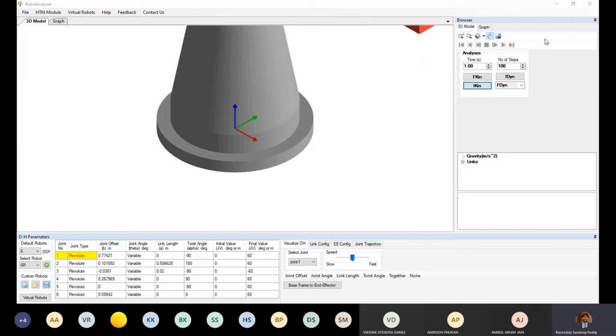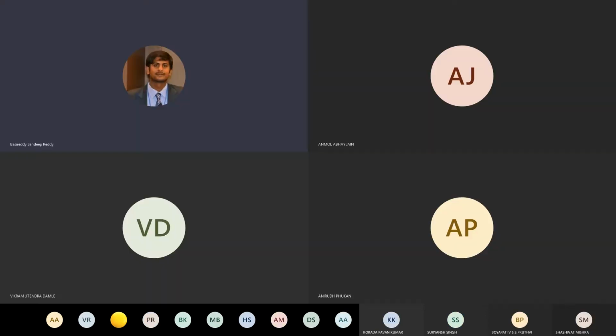Yes, so for various robots it is shown. So what you can do is you can just click on any one. I hope you can all see this. Just one second. Is this visible, Robo Analyzer?